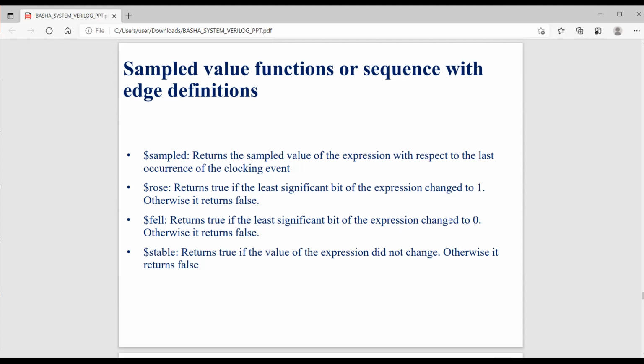It returns true if the least significant bit of the expression changed to 0, and otherwise it returns false. $stable means it is constant. It returns true if the value of the expression did not change. For an expression or a particular signal where you are using $stable, the value will stay stable for however many clock cycles you want it to be stable. Clear, everybody?